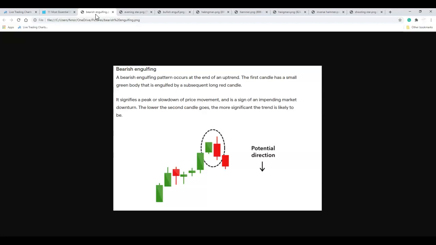So let's focus on one candlestick pattern, which is called a bearish engulfing candle. Notice in an uptrend, price turns around and prints an engulfing candle. This candle is completely engulfing the previous candle, and it should. Somehow they messed up on this chart, but I'll show you a bearish engulfing candle. It signifies a peak or a slowdown in price movement and a sign of an impending market downturn. Okay, so the lower the second candle goes, the more significant the trend is likely to be.